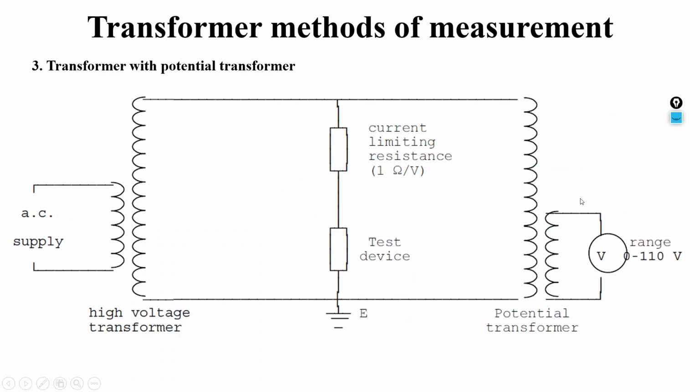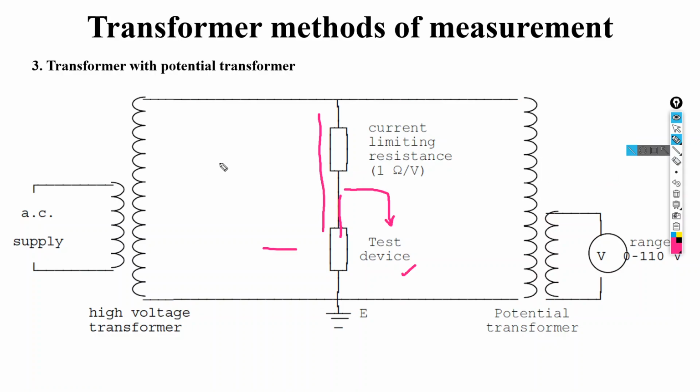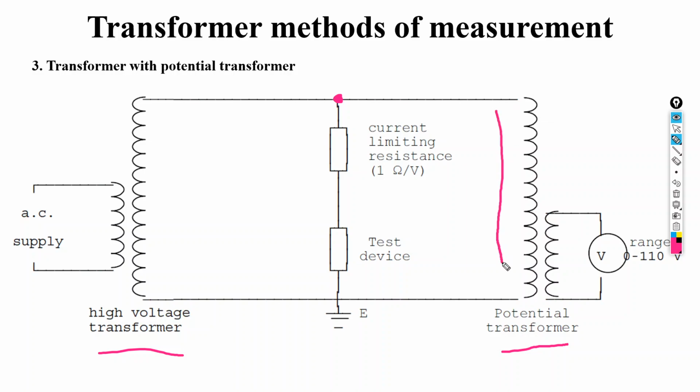Then the third method under this is the transformer with potential transformer. Here a potential transformer can be utilized. We know that with the help of a PT we can have the measurement. Here a step up transformer is represented. This will be the high voltage side. If you want to measure the potential at this terminal, we have to connect one potential transformer on this side. This will be the high voltage side, or HV side, of your potential transformer.